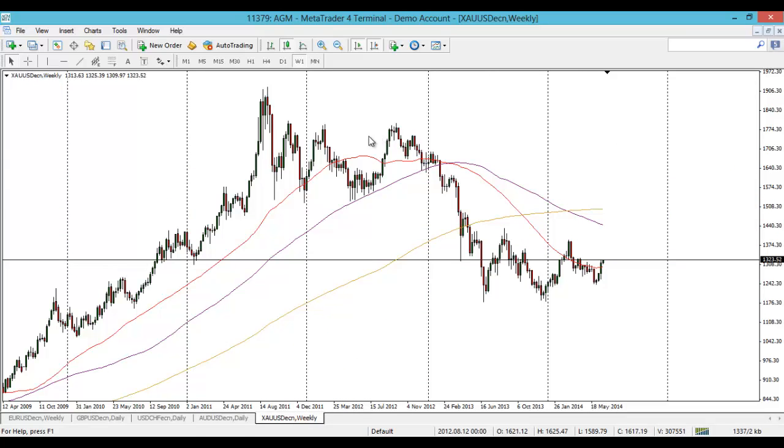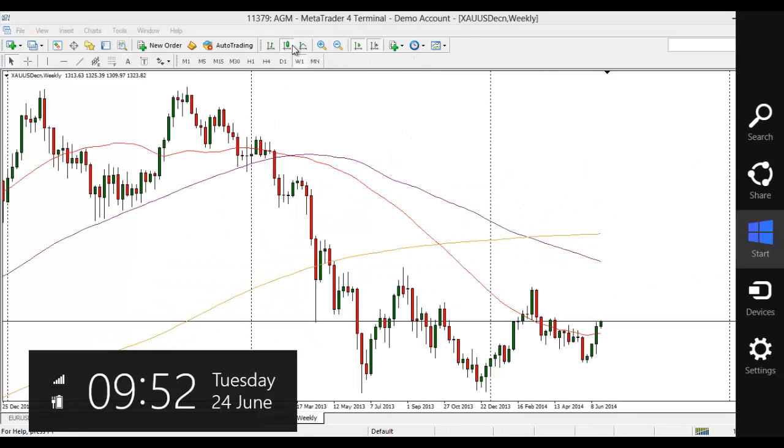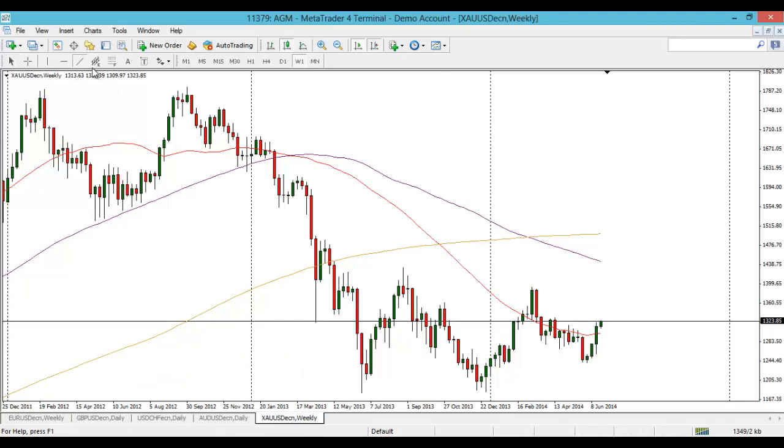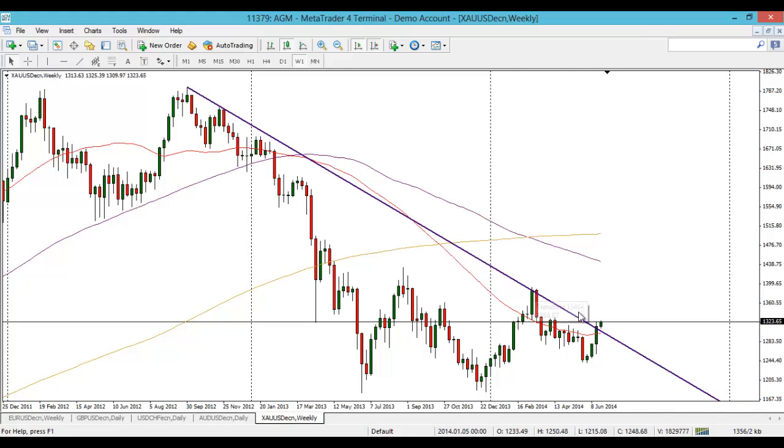Gold, it's starting to break out towards the upside in terms of this weekly, with this sort of trend line resistance. You can see we pretty much got a weekly close above that. I mean, I suppose you could draw it from there. And it's still pretty much above it currently.